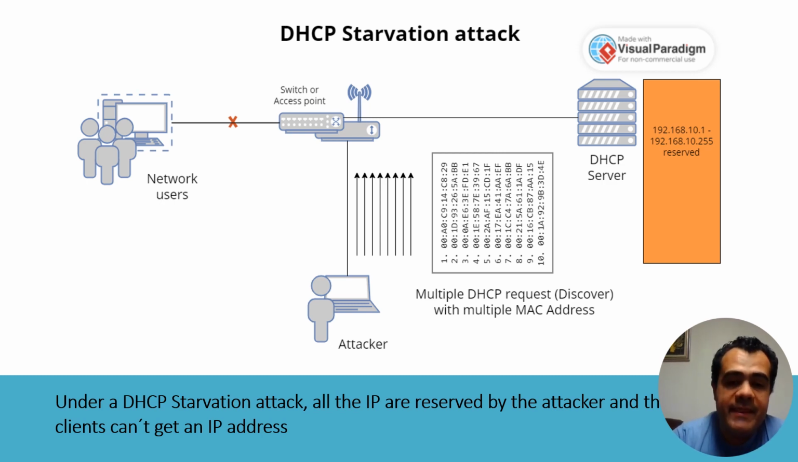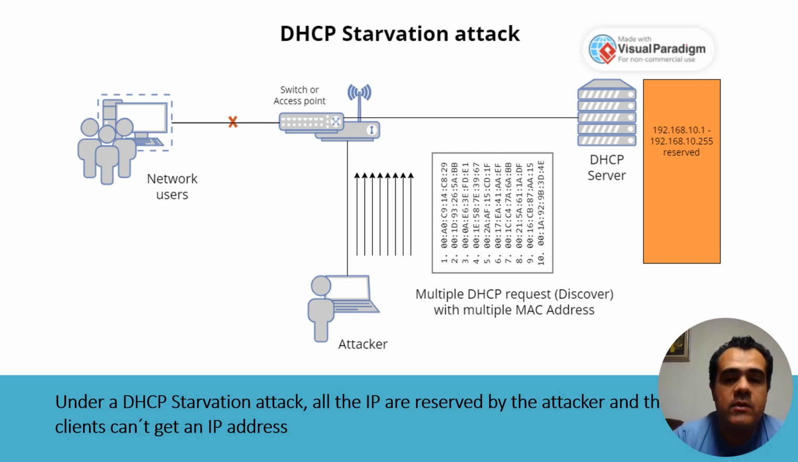By the way, the attacker doesn't go past the second step. The attacker gets the offer, but doesn't respond. He stops the communication, so the DHCP server keeps the IPs reserved. Basically, this is how a DHCP starvation attack works.